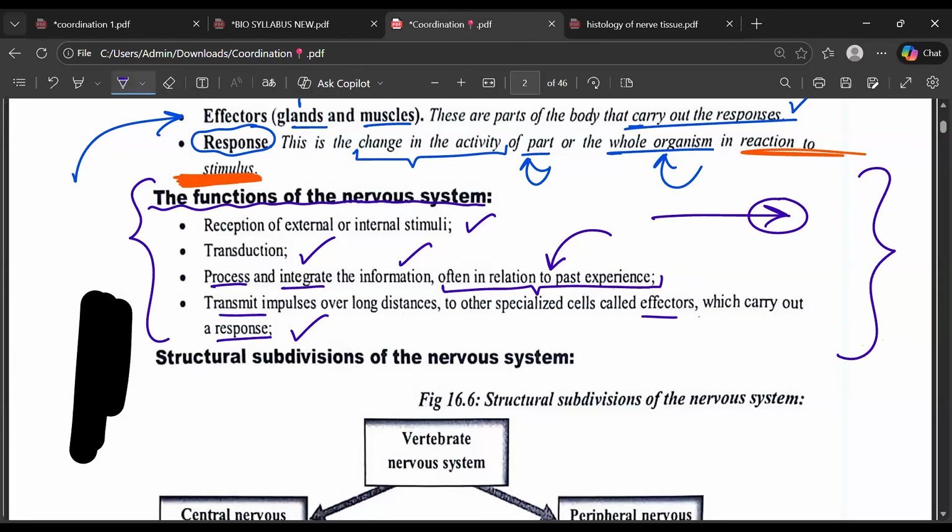Receiving the stimulus, both internal and external, transducing it to the electrical impulse, reaching the CNS, that is the brain and spinal cord, where it's processed, interpreted, integrated. And we have said often, in relation to past experience. And after that, it's supposed to be transmitted again to the effectors.